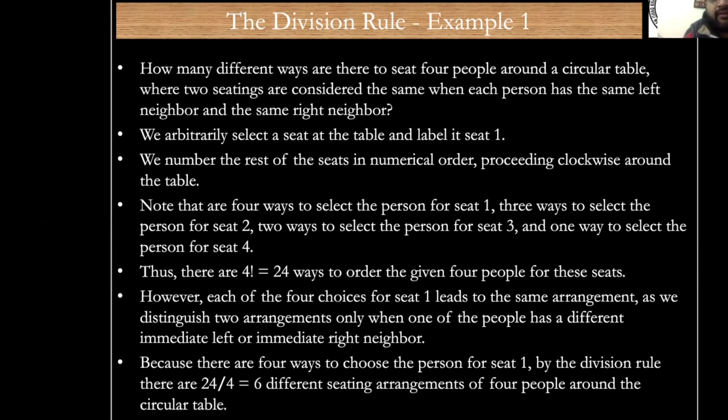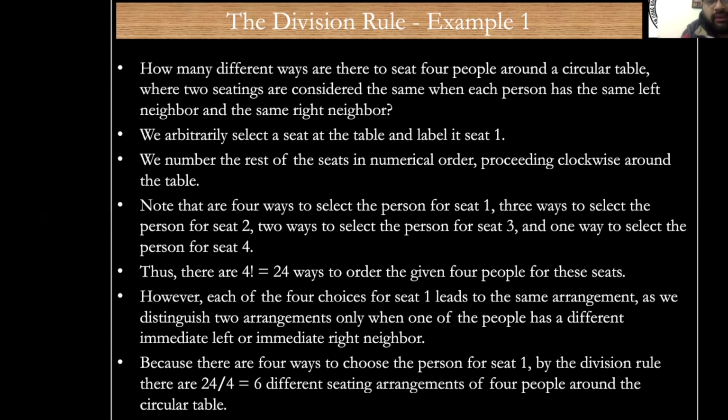The first person can occupy any of the 4 positions, the second person can occupy any of the remaining 3 positions, the third person can occupy any of the remaining 2 positions, and the remaining position will be occupied by the 4th person. So in total, you have 4 multiplied by 3 multiplied by 2 multiplied by 1 different ways to seat the persons. That is 4 factorial, which is equal to 24 different ways to order the given 4 people for these seats.